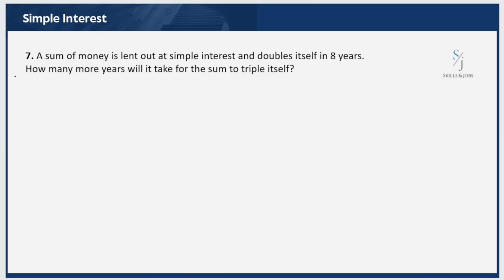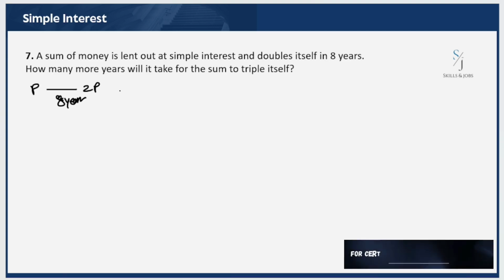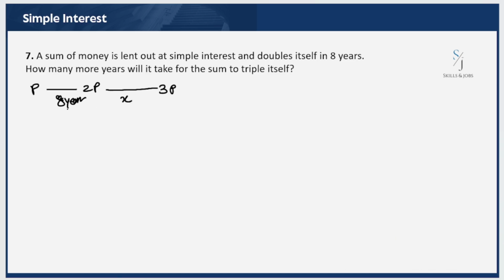Now let us take the seventh problem. A sum of money is lent out at simple interest and doubles itself in 8 years. How many years will it take for the sum to triple? So what it is saying is, there is a certain principal. In 8 years, it becomes double.